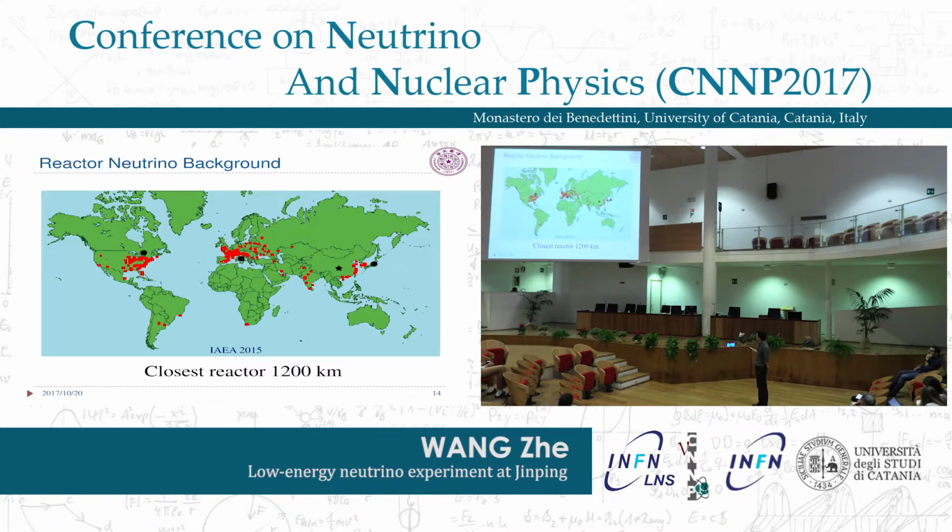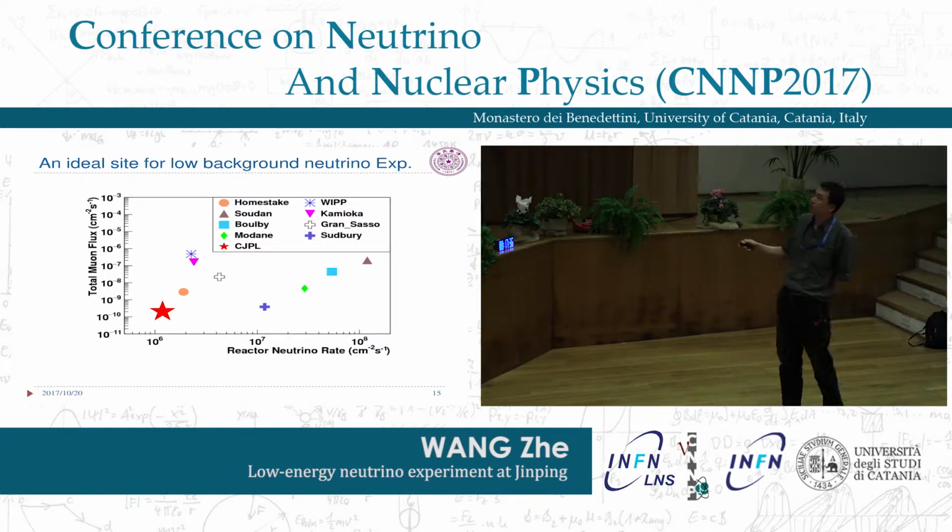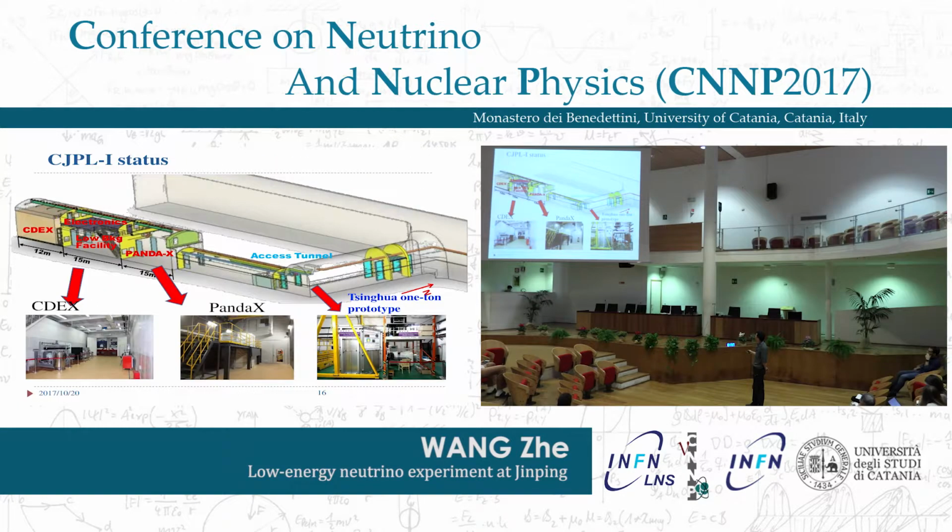Beyond the overburden, it's also far away from all the commercial reactors. This is where the Jinping lab is. All these red marks are the Chinese nuclear reactors. The closest reactor is 1,200 kilometers away. So it is an ideal site for low background neutrino experiments. It has the lowest muon flux, and also the lowest reactor neutrino rate.